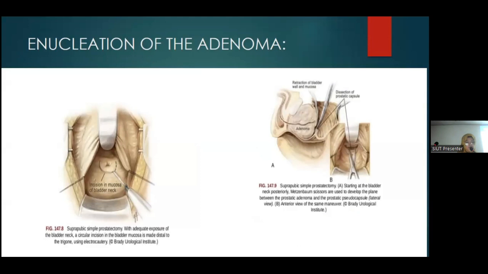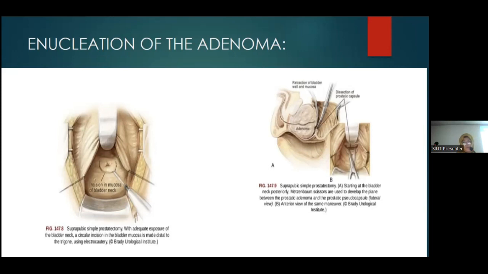Now, after the exposure, after the cystotomy, the bladder is inspected for the presence of any diverticulum or stone. If present, the diverticulectomy should be done and the stone should be removed. After it is done, a semicircular incision is made just below the trigone of the bladder from the 5 to 7 o'clock position.